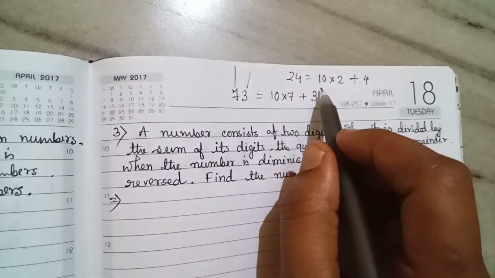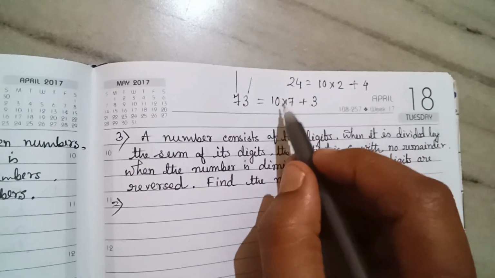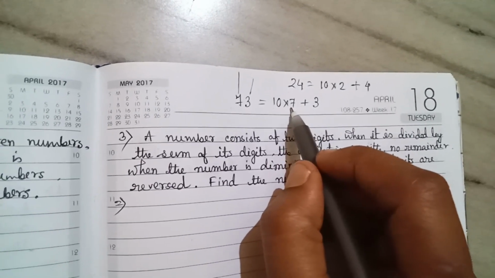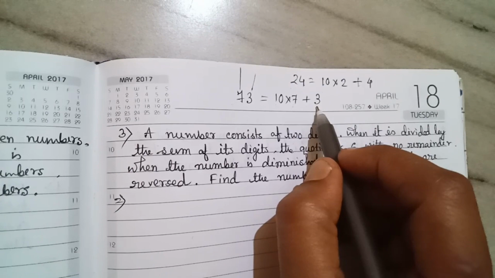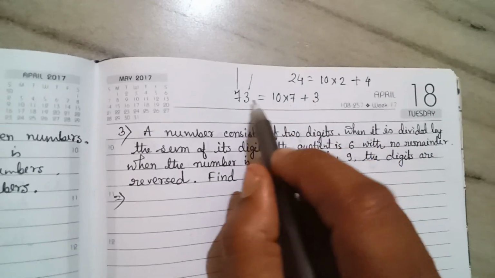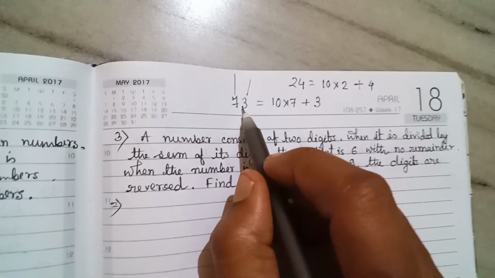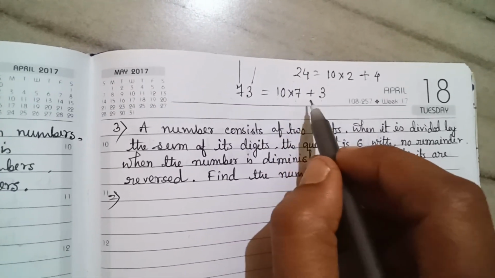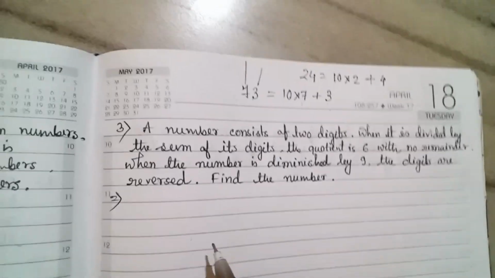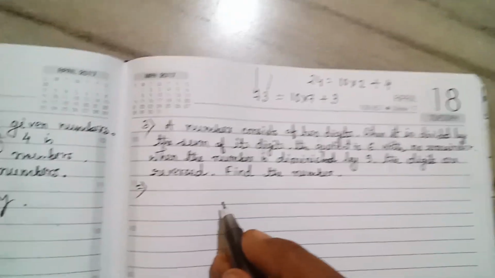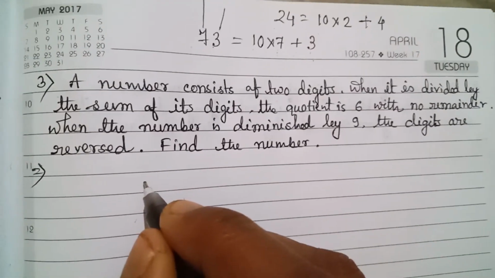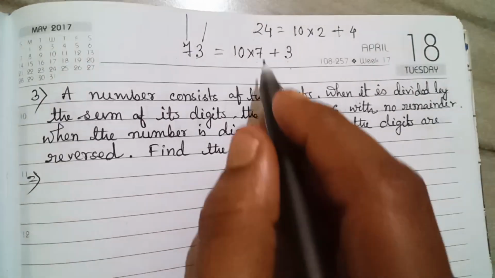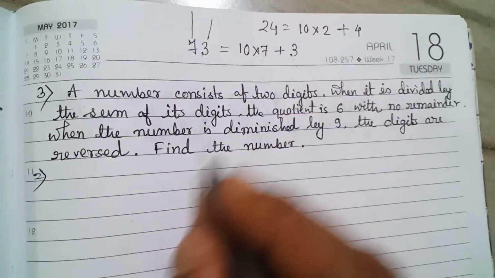That means any 2-digit number can be written in the form 10 into tens digit plus units digit. Again I am repeating, a 2-digit number can be written in the form 10 into tens digit plus units digit. Now coming back to your question. We have to find the number and we will write the number in this way.